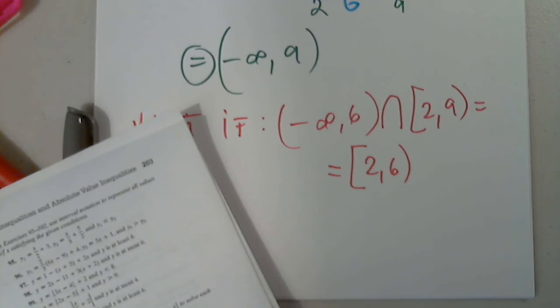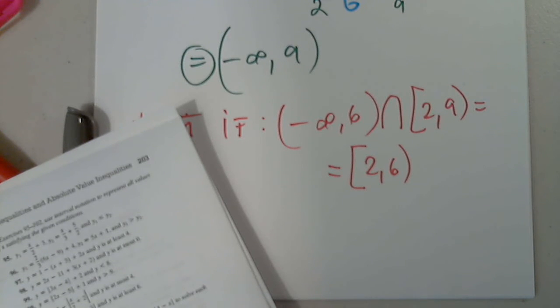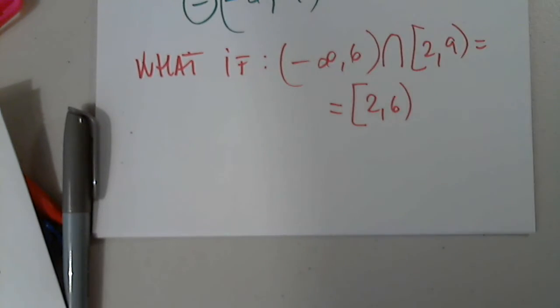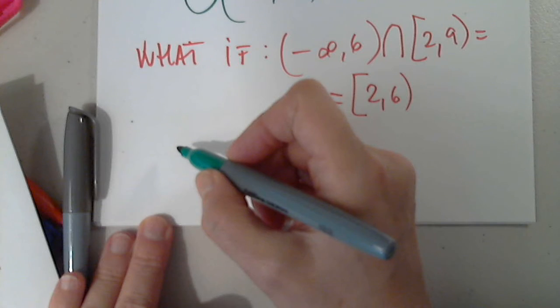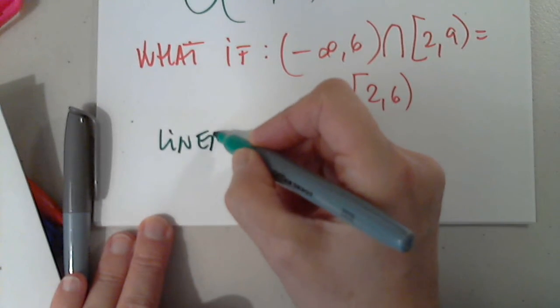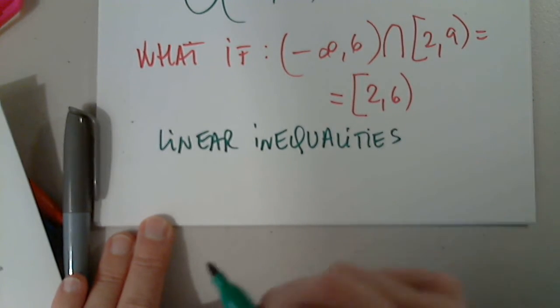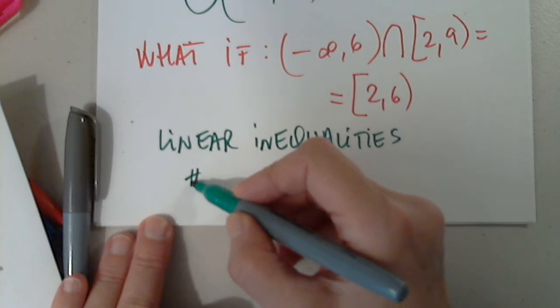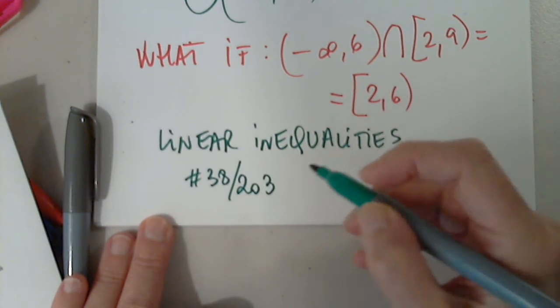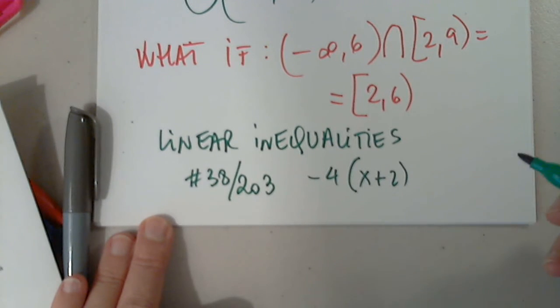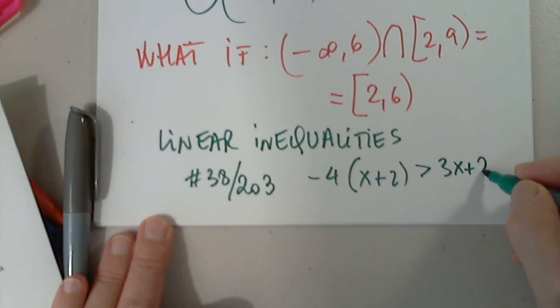And now you can say this is wonderful, but when do we apply this? I'm going to just give an example right away. I like to solve the linear inequalities, and then I will have an example like that. Oops, my green is growing legs. Okay, so let's first look at linear inequalities. And let's say 38 on 203, negative 4 times (x plus 2) greater than 3x plus 20.